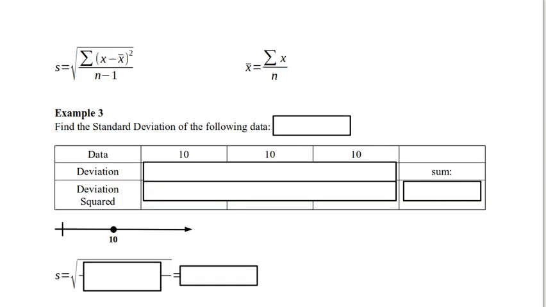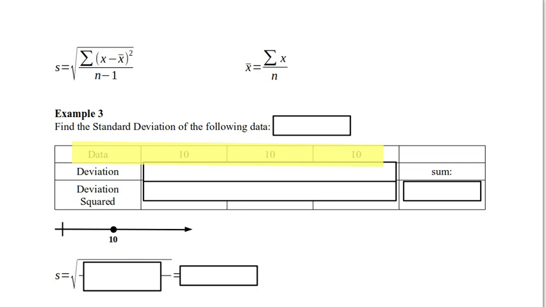Now let's take a look at the standard deviation. So we're going to start with 2 examples that hopefully will convince you that the standard deviation behaves the way you expect it to. So here are our formulas, reminders of that. Let's look at example 3. It says find the standard deviation of the following data. And the data row shows us 10, a 10, and a third 10. So we've got 3 10s.